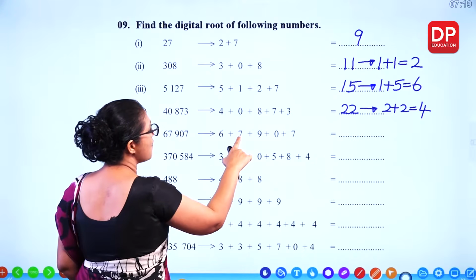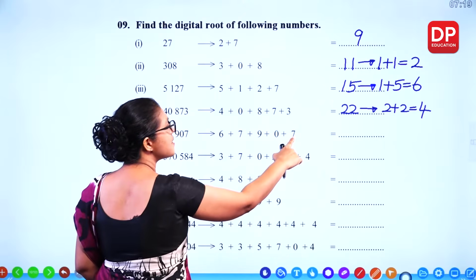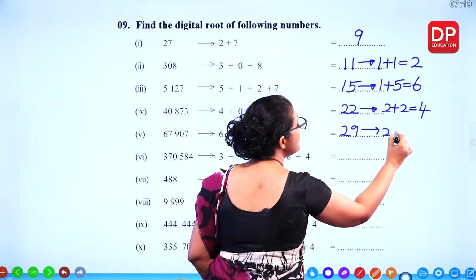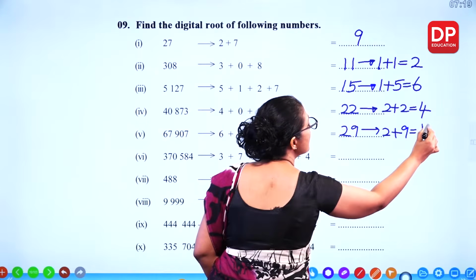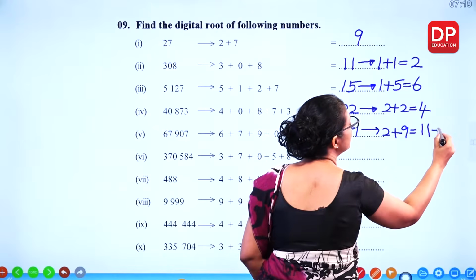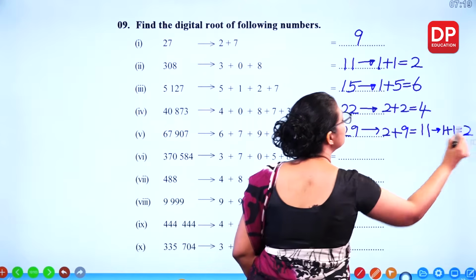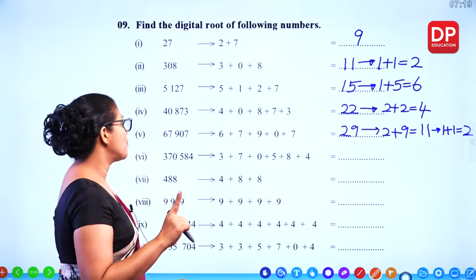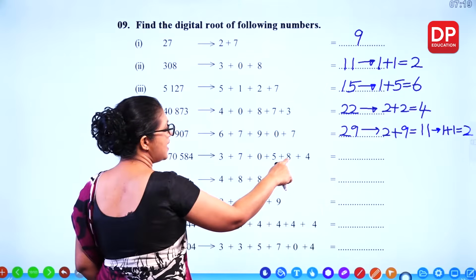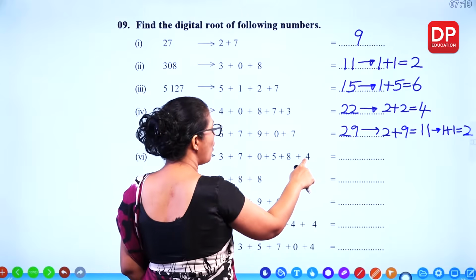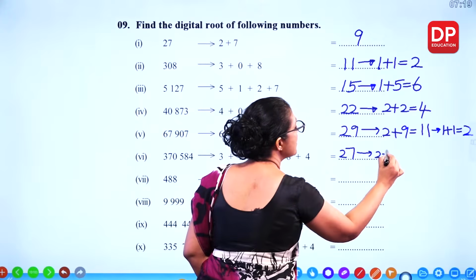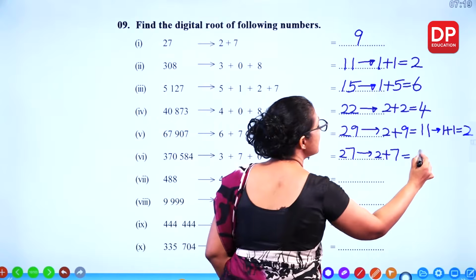Here, 6 plus 7, 13. 13 plus 7, 20. And 9, 29. Now add the 2 digits. 2 plus 9, 11. Again, you have to add. 1 plus 1, 2. Till you get one digit, you have to add. 3 plus 7, 10. 18 and 18 plus 4, 22. 22 plus 5, 27. Add 2 and 7. You get 9.